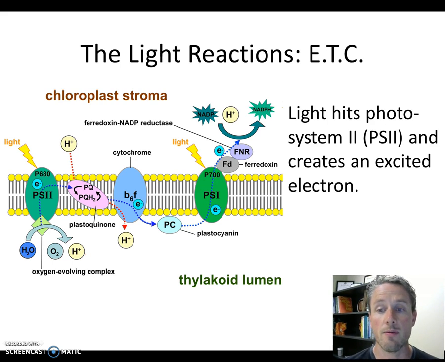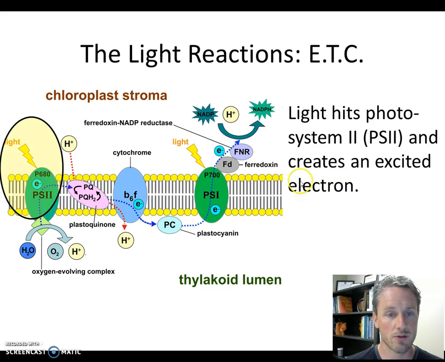So here are the molecules involved in the electron transport chain. Generally, we're going to move from left to right and progress through these chemical reactions. So what's the first thing that happens? The first thing that happens is that light hits photosystem 2, we shorten that to PS2, and creates an excited electron. So that's happening right over here. Light, our little lightning bolt, hits this protein complex, photosystem 2, and creates an excited electron. So this e- is going to be excited.